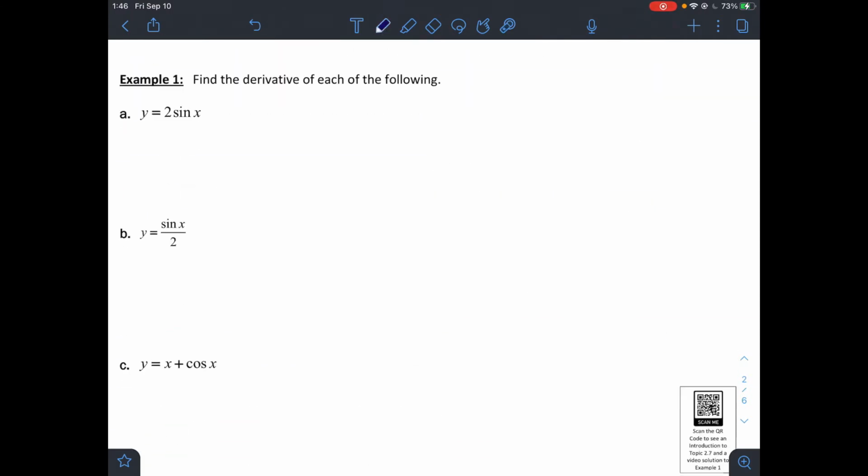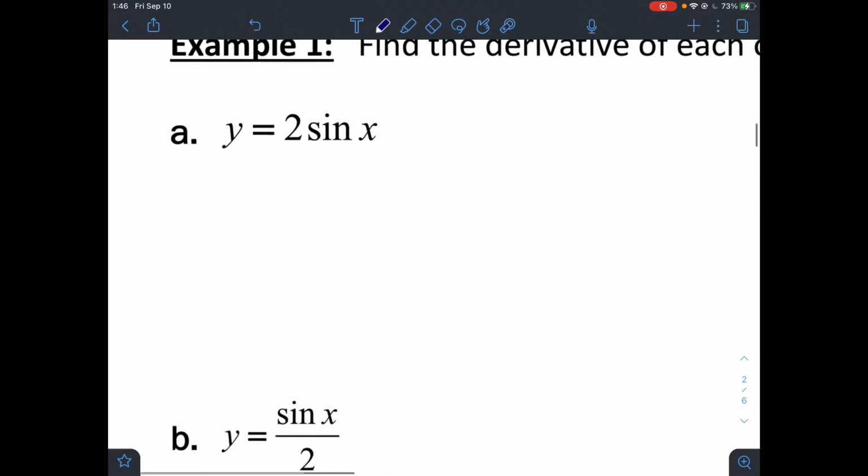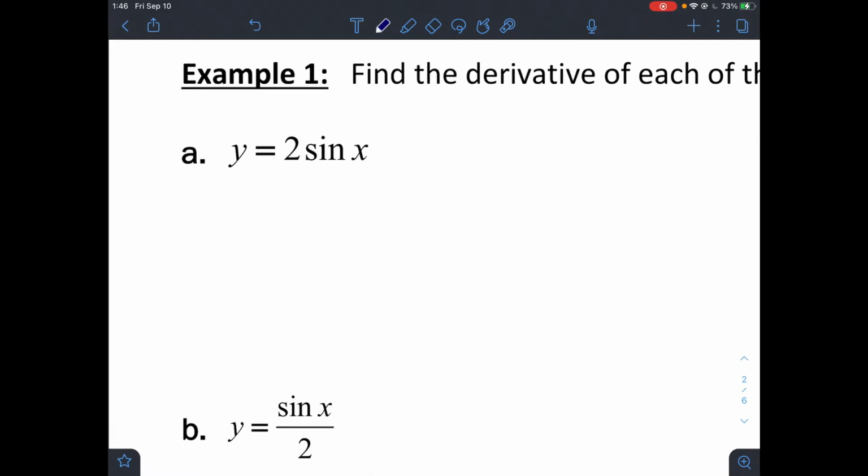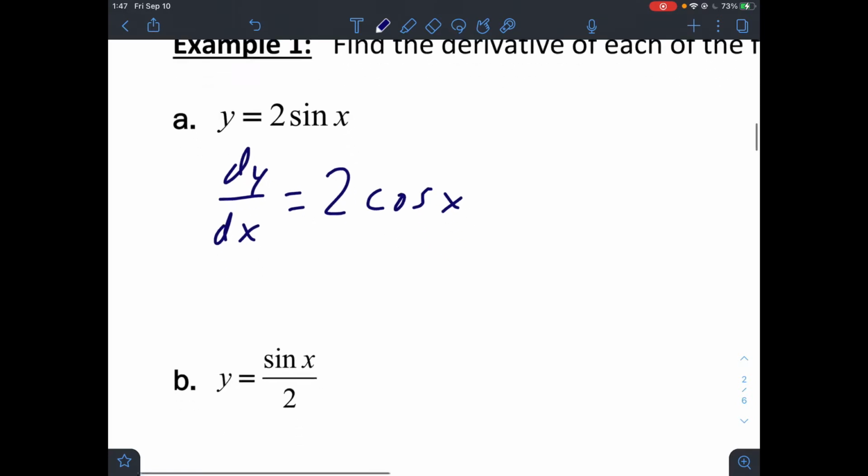Let's take a look at it using these derivatives. They're pretty simple once you get the hang of them here. So first we have y equals 2 sine x. So the derivative of y with respect to x is just using our constant multiple rule, 2 times the derivative of sine, which is cosine. So the derivative of 2 sine x is 2 cosine x.